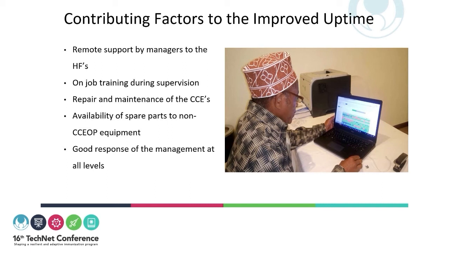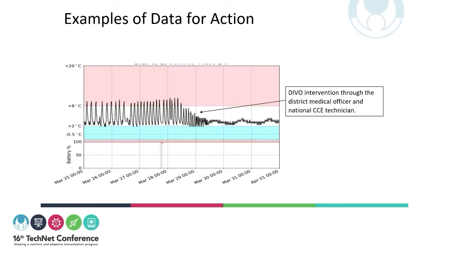Now, because we have the data, it has been easier to send spare parts for the cold chain equipment so that it can be maintained. And because of that, we see an increase in uptime. But also we see a good response from the management, both at the region and district. This means the regional medical officer and the district medical officer are now very supportive because of the data that has become visible when the district immunization officer and the regional immunization officer share it with them. Now they provide a lot of support to ensure that the cold chain equipment functions.